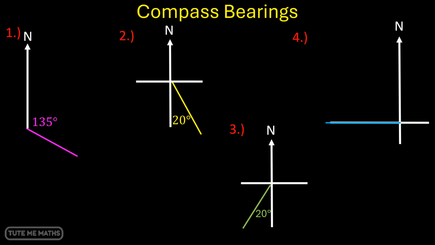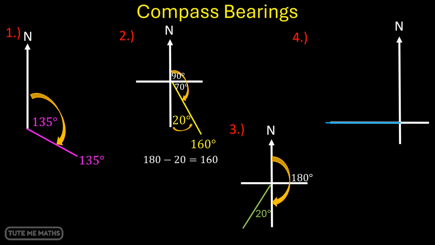Pause the video if you'd like to try these examples. The first one is straightforward, since we see that the angle turned is 135 degrees, giving us the bearing of 135 degrees. In the second, we need this angle, but we know this one is 20 degrees instead. Subtracting from 180 gives us a bearing of 160 degrees. We could also have found this to be 70 degrees and added this to the 90 to achieve the same result. The next one has the same 20 degrees but towards the west instead of the east.